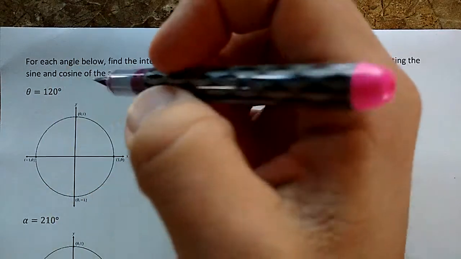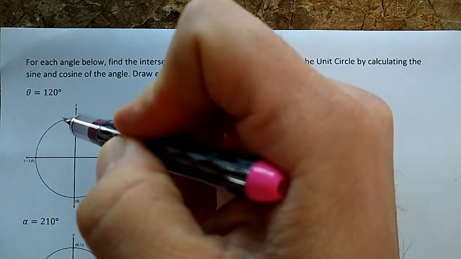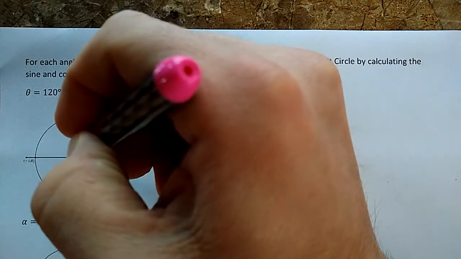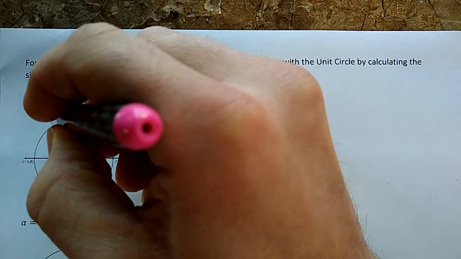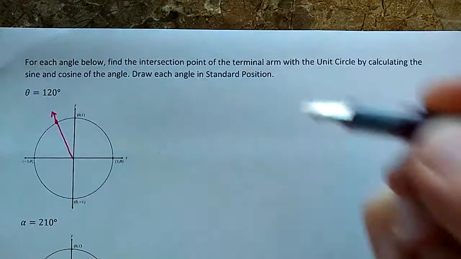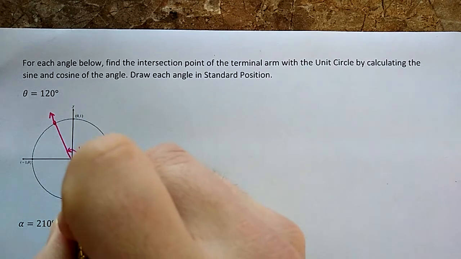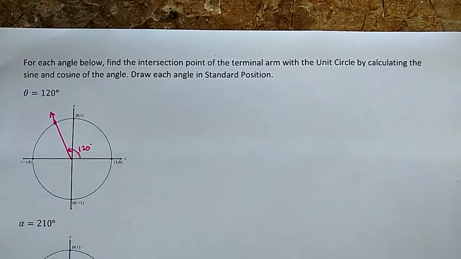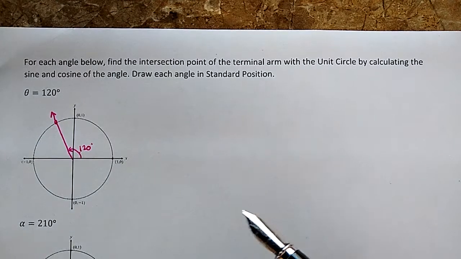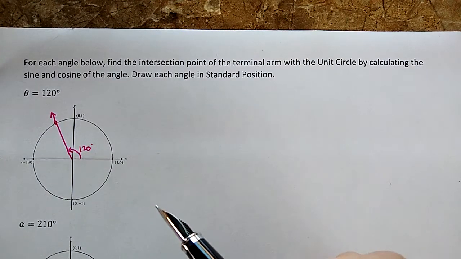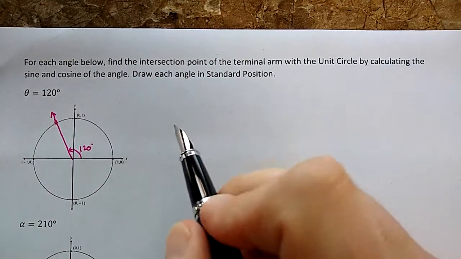We'll start by drawing 120 degrees. 90 would be up here, 180 is on this side, so 120 is about here. There's the intersection point. Now to calculate the x and y coordinates of the intersection point, we can find the sine and the cosine. Cosine gives us the x value and sine gives us the y value.